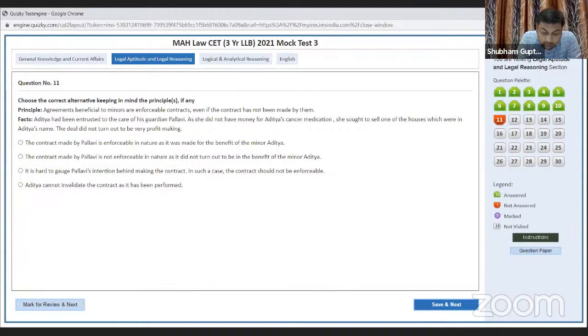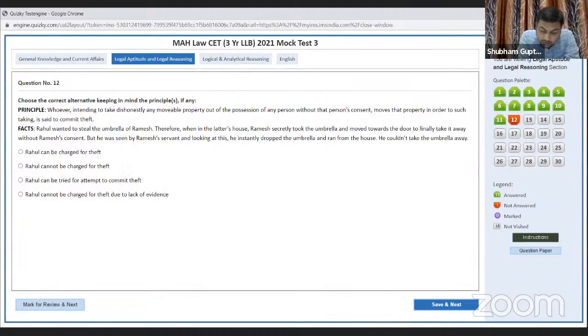The contract made by Pallavi is not enforceable. It is wrong because it is enforceable. It is hard to gauge Pallavi's intention behind making the contract. In such cases, the contract should not be enforceable. So again, not be enforceable would not be valid. Aditya cannot invalidate the contract as it is being performed. So again, there is nothing about this performance issue. So I'll go with A.